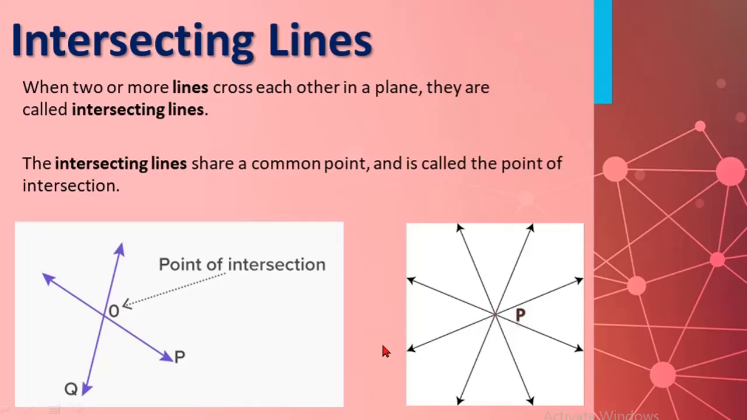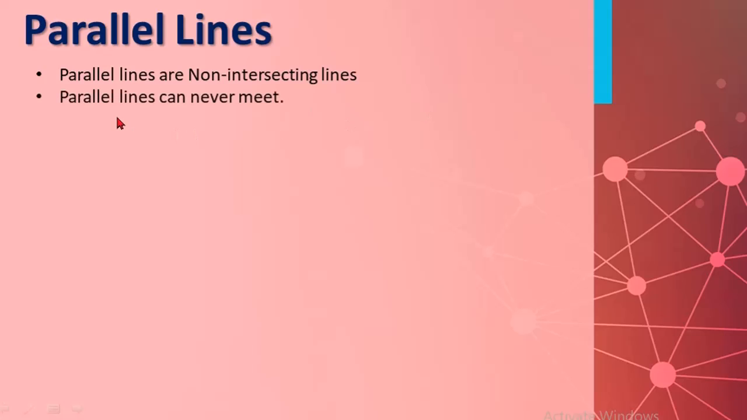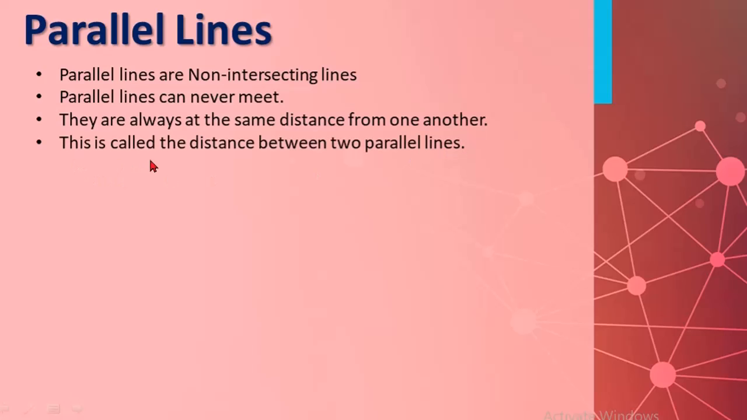Okay. Next we'll see parallel lines. Very simple one. Parallel lines are non-intersecting lines. Previously, in intersecting lines, if two lines intersect each other, they are known as intersecting lines. The opposite is parallel lines. If two lines never intersect each other, they are known as parallel lines. Parallel lines can never meet. They are always at the same distance from one another. This is called the distance between two parallel lines.